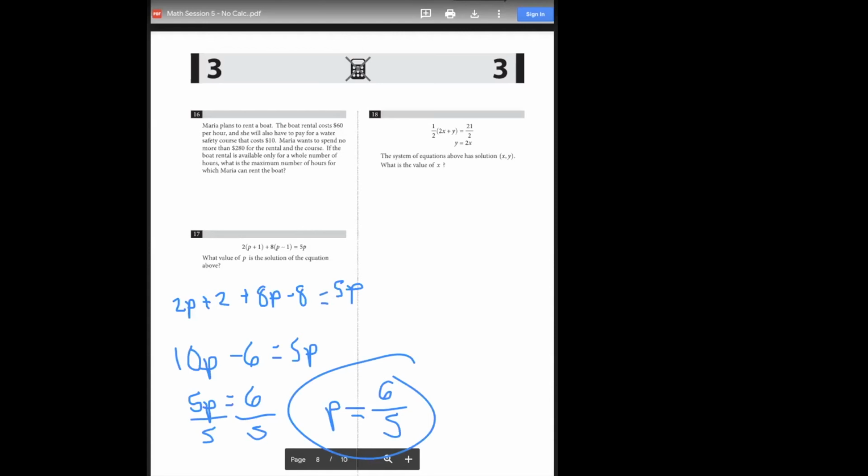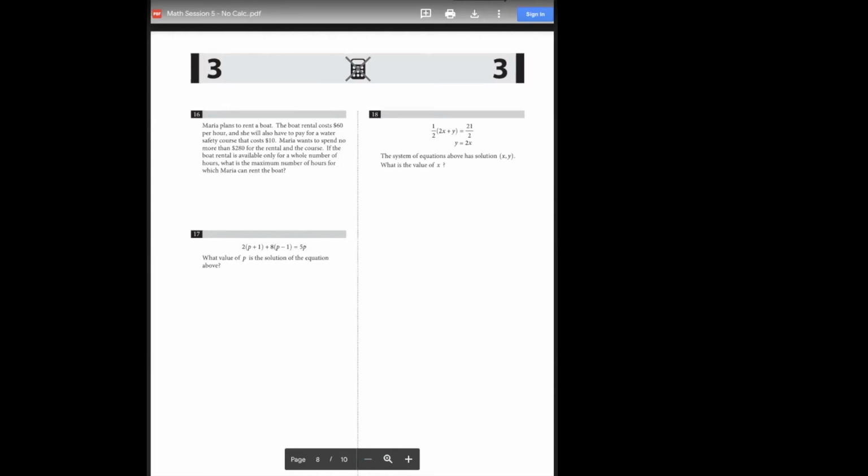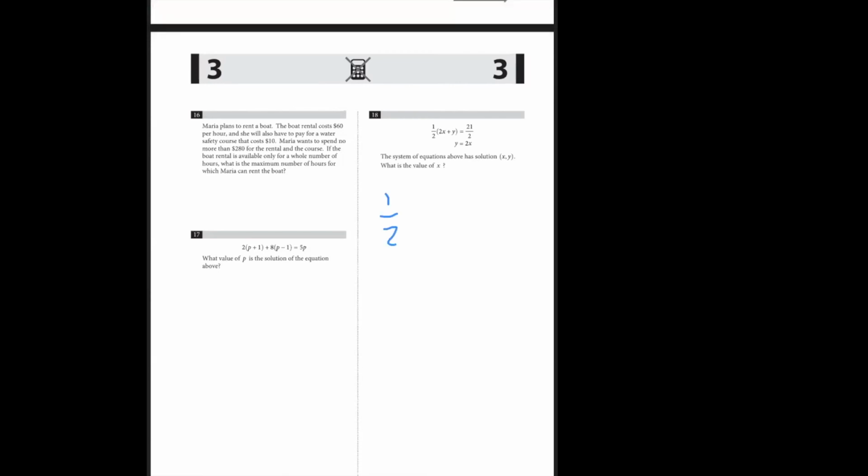So let's look at number 18. All right, so the system of equations above has solution x comma y. What is the value of x? So there are many ways to do this, but I'm going to use substitution because I see something that can easily be substituted. And I'm going to substitute it into the bigger one, of course. Now, it tells us that y is equal to 2x. We have a 2x right over here. And since y is equal to that, I'm just going to plug in y over here.